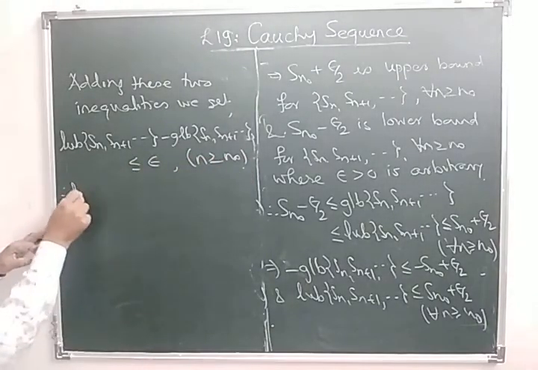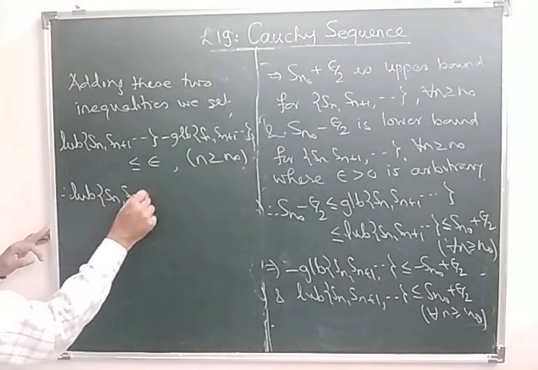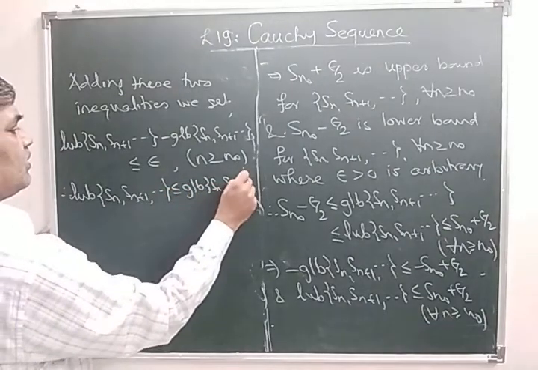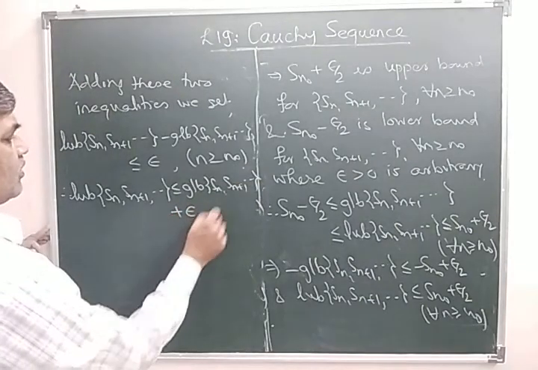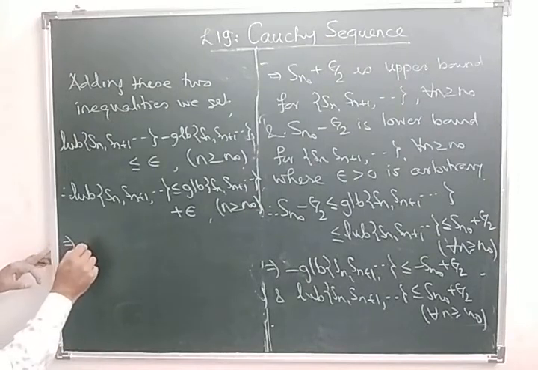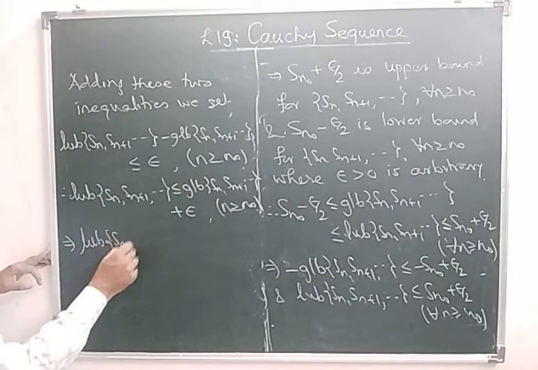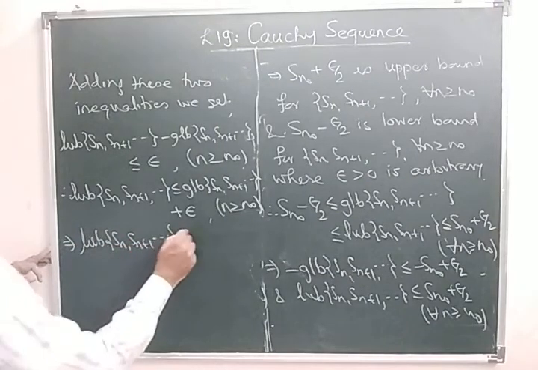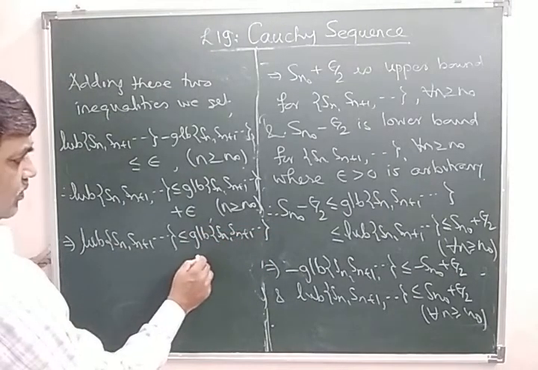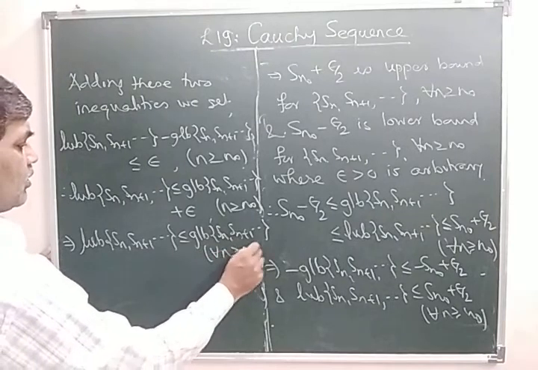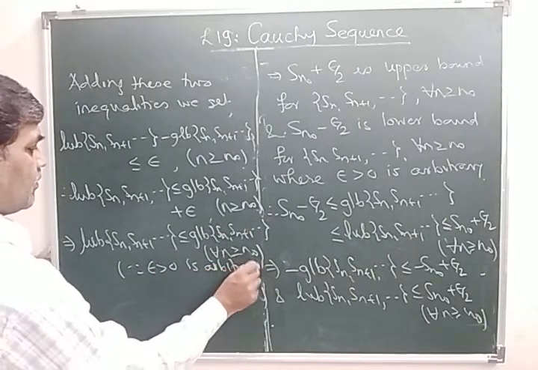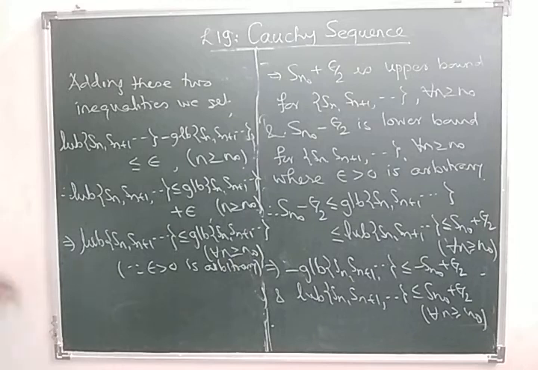And therefore, least upper bound of the set Sn, Sn plus 1 and so on is less equal greatest lower bound of Sn, Sn plus 1 and so on plus epsilon for any n greater equal n naught, which implies least upper bound of set Sn, Sn plus 1 and so on is less equal greatest lower bound of Sn, Sn plus 1 and so on for any n greater equal n naught, since epsilon greater than 0 is arbitrary. Is it right? So this is A now.